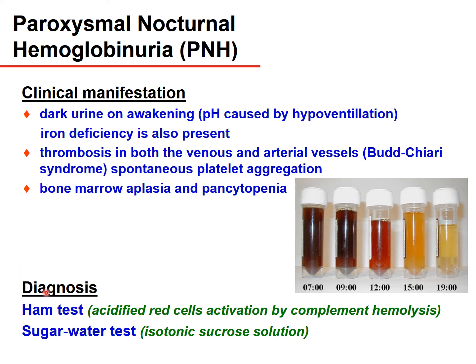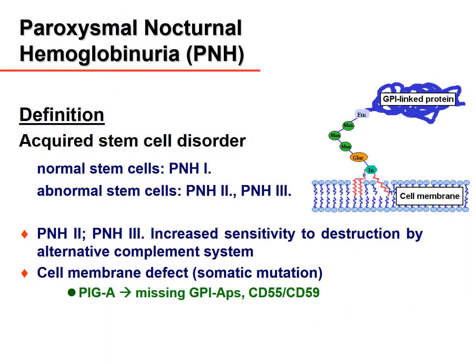Now, how can we diagnose? We can use the Ham test or sugar water test, when we acidify red blood cells and activate the complement system, and that causes the hemolysis.